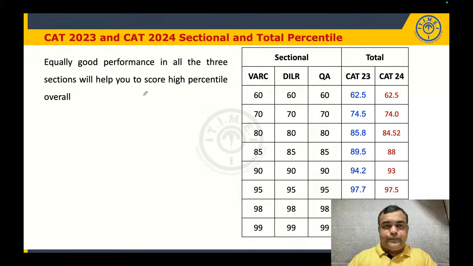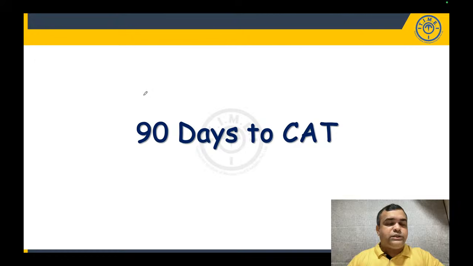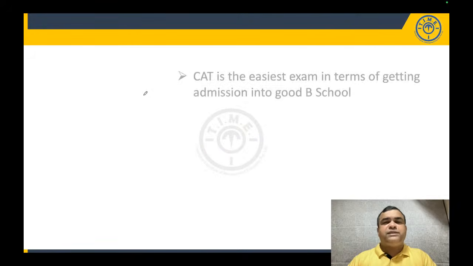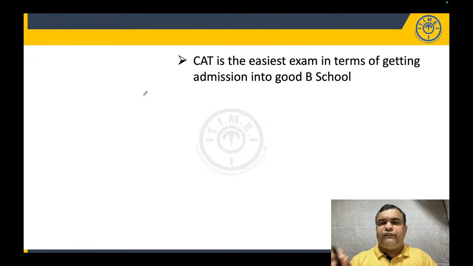Now let's move to the 90 days to CAT part. I'll share some data with you so you can understand the facts. I've written one statement on the screen. Do you agree with that? CAT is the easiest exam in terms of getting admission into a good B school. Do you agree with that statement?